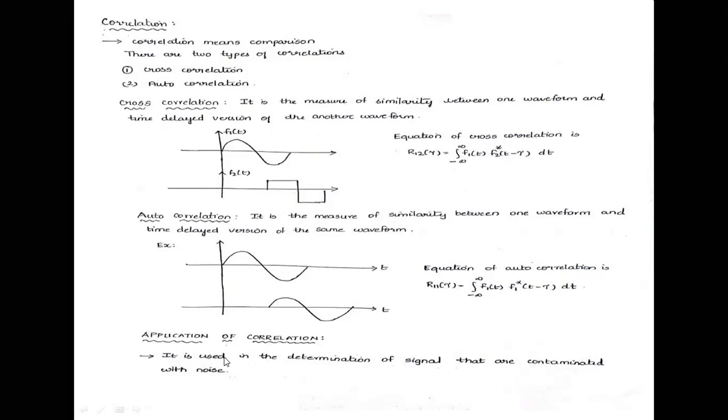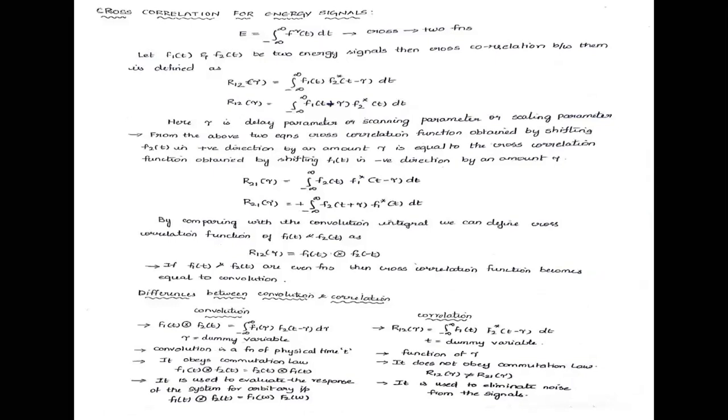Applications of correlation: it is used to determine signals that are contaminated with noise. If any signal is contaminated with noise, we compare the two signals to see whether similarities are there or not, after the signal is transmitted and at the receiver side, where we compare the two functions.